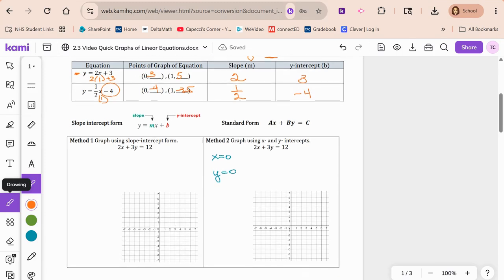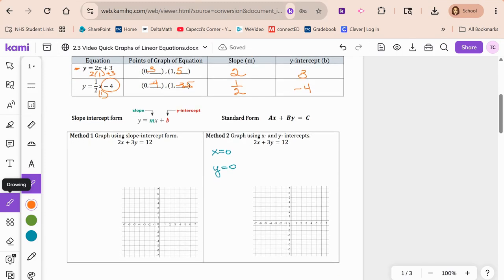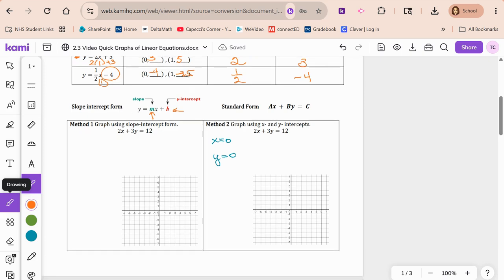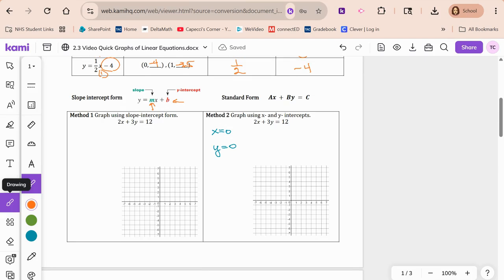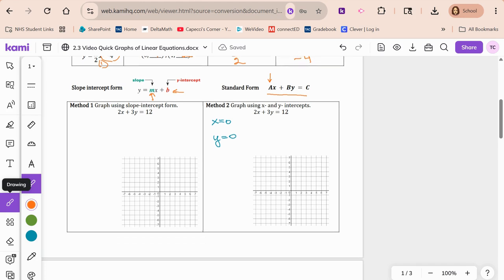Okay, let's keep going. So again, here's my slope-intercept form. My m is my slope. My y-intercept is b. So let's see what we have here. And we're also going to look at standard form, which is ax plus by is equal to c. When we're looking at standard form, my a value is usually positive, and I have no fractions and no decimals. So let's see what we have.